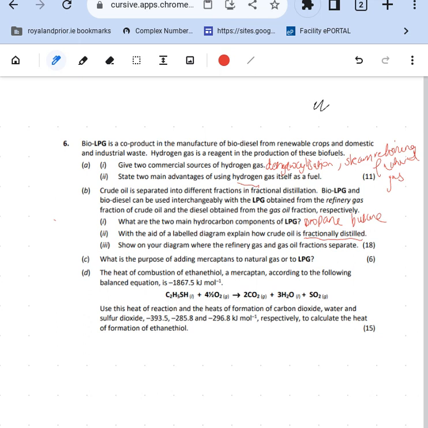So 18 marks, not the nicest, but that has appeared a few times. So your diagram, it's nothing swanky. Let's say something like that. Your crude oil, your different fractions, and your hot crude oil going in the bottom. The higher the temperature, the further down. And the lower the temperature, further up.